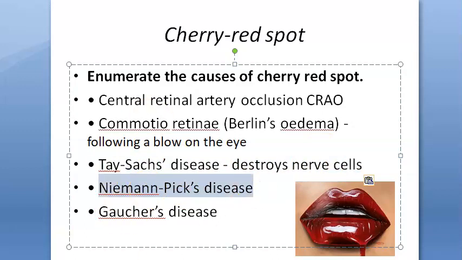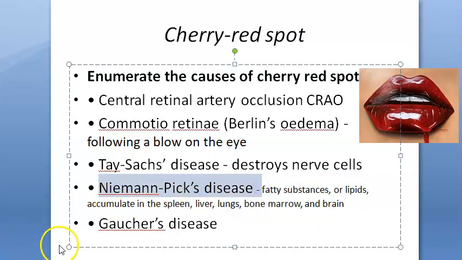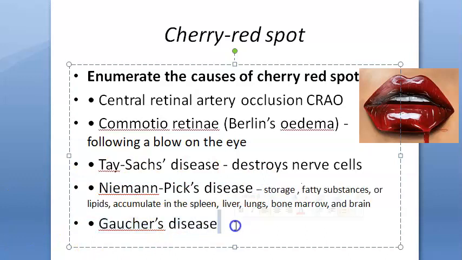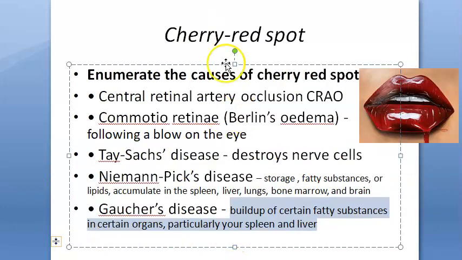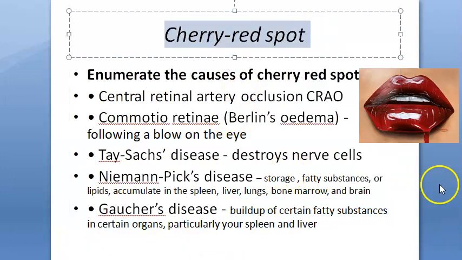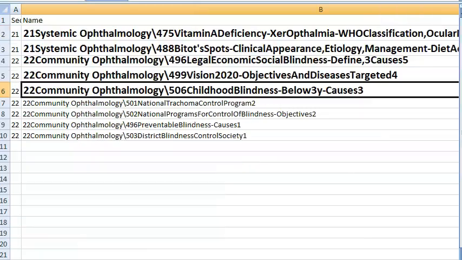Retina became thinned out. Niemann-Pick disease. So fatty substances or lipid accumulation in the brain, you can say. So basically a lipid storage disorder. Then Gaucher's disease. This is also the same thing, lipid is accumulating everywhere, okay? So in all these cases, you will see cherry red spot. Can you list the causes? Okay, very good.